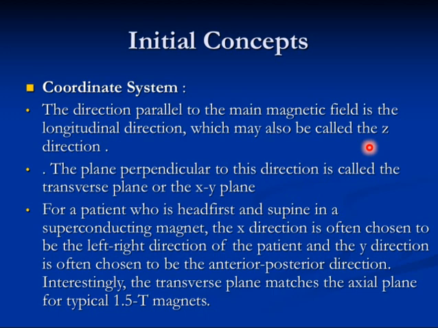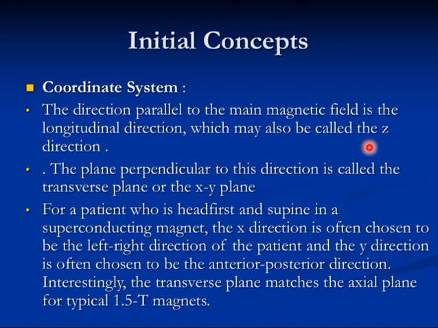The plane perpendicular to the magnetic field is the transverse direction, containing X and Y. So Z, X, Y. The XY plane is the transverse, or the horizontal. So for the patient who is head first, supine, in a superconducting magnet, the X direction is often chosen to be left to right, and the Y direction anterior to posterior. When I say the Z direction, I mean longitudinal. When I say the XY direction, I mean the transverse plane. X from left to right, Y from anterior to posterior. This is the coordinate system.